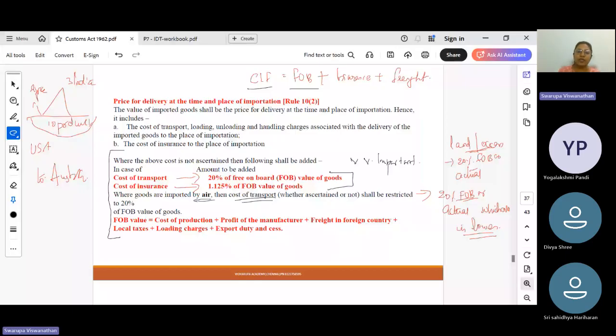So what is free on board value? Free on board value is cost of production, profit to the manufacturer, freight in the foreign country, local taxes, loading charges, export duty and cess. So we can summarize that FOB value is the price that is paid or payable or the invoice price. On that you add insurance and freight. If the actuals are given, take the actuals. If actuals are not given, then you have to use the percentage, that is 20% and 1.125%. In case of air transport, the cost of transport is limited to 20% of the free on board value.